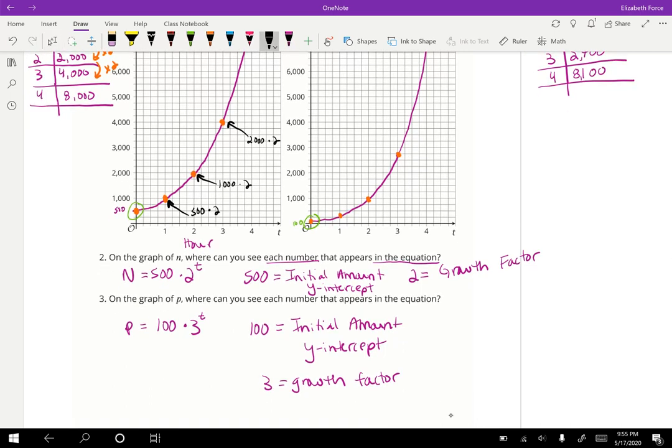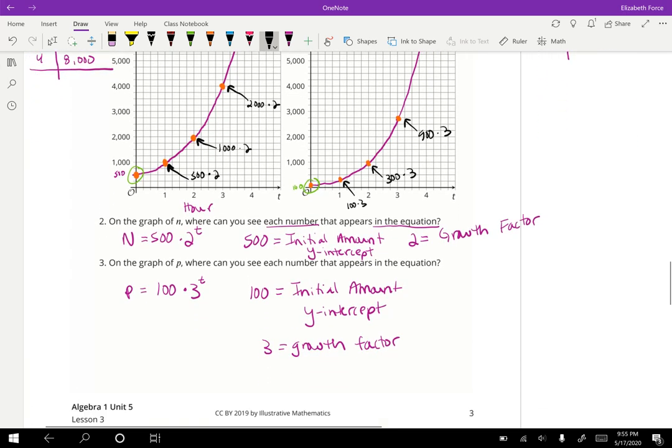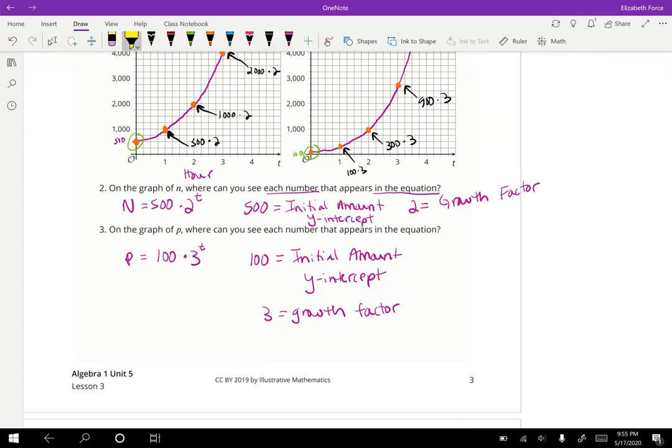And we ended up getting this point right here by taking 100 times 3. We got this point by taking 300 times 3. We got this point by taking 900 times 3. And we got this last point by taking 2,700 times 3. So make sure you understand by the end of this lesson what a growth factor is and where it is in the equation, and where you can find the initial amount, in other words, the y-intercept.